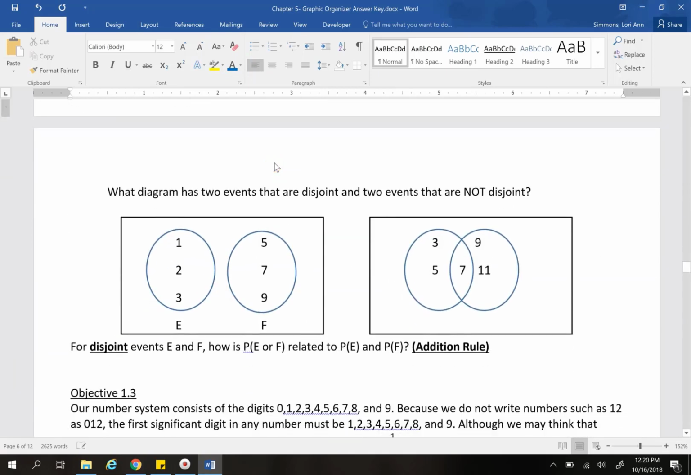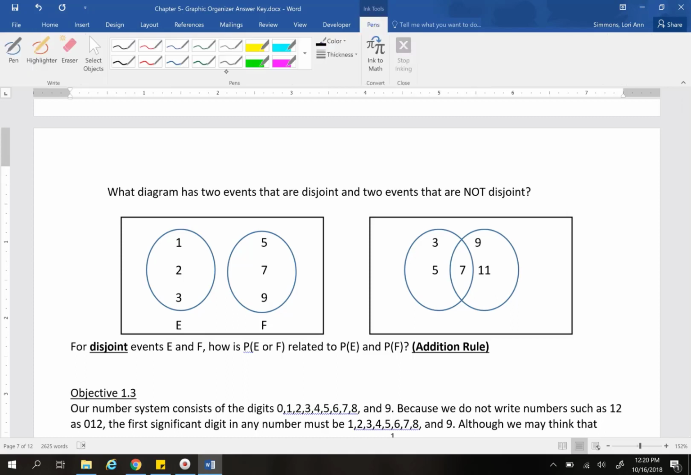Which diagram has two events that are disjoint, so nothing in common, and which diagram has two events that are not disjoint? The disjoint one is this Venn diagram, and the other is not disjoint. So for disjoint events like this Venn diagram, you find the probability of E or F by taking the probability of E plus the probability of F. This is the addition rule for disjoint events.